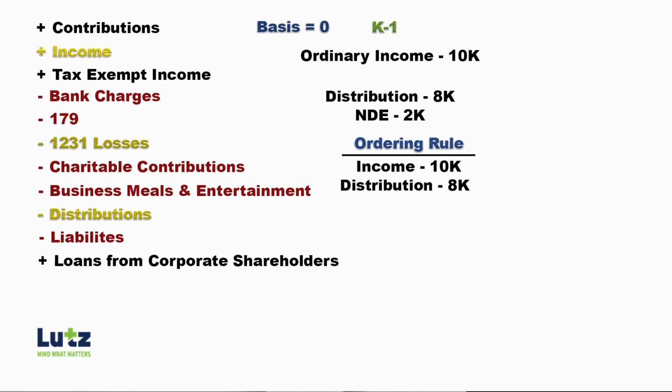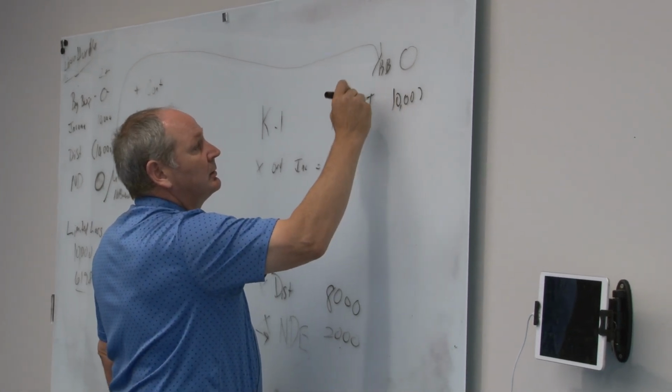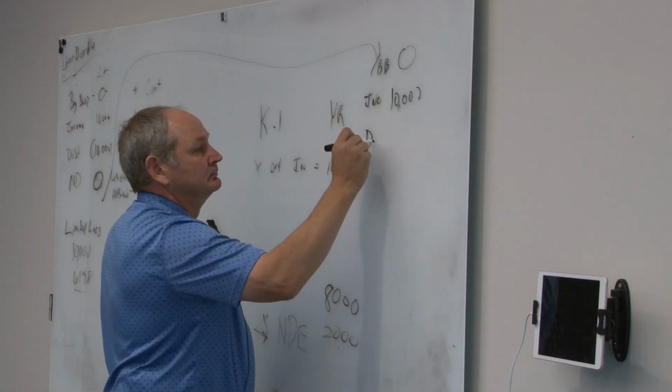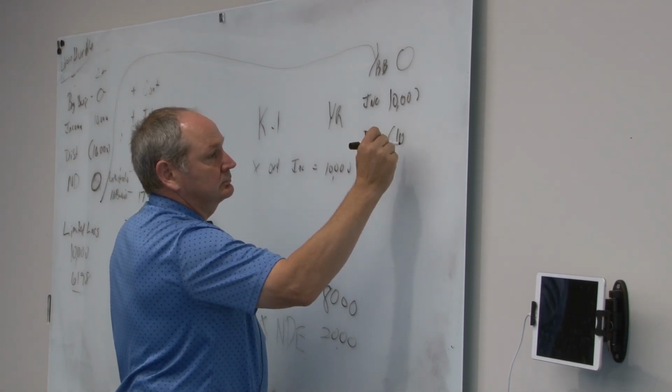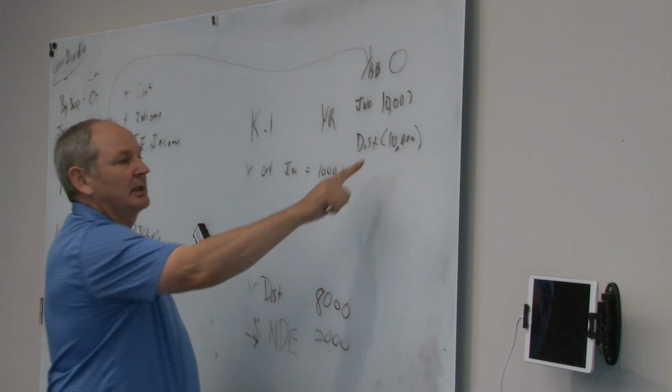So this is year 2. K1. And my ending basis was what? It's 0. Beginning basis is 0. What's my ordering? Income. How much is my income, Lane? 10,000. What comes next? Distributions. 8,000. Yep, thank you.